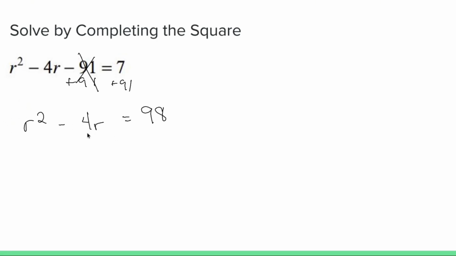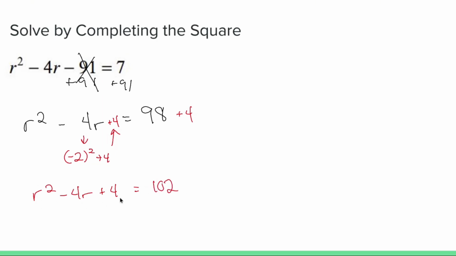What you do is you take half of the number in front of r, which is negative 2. You square that, which is 4. And you add that to both sides. So you're going to add 4 to both sides. Okay, so r squared minus 4r plus 4 is equal to 102.